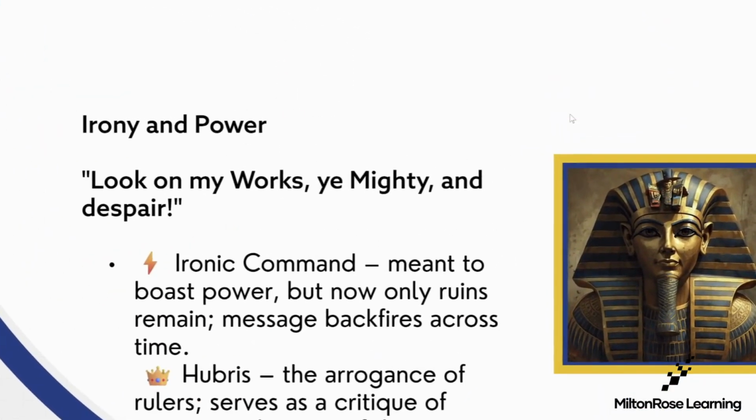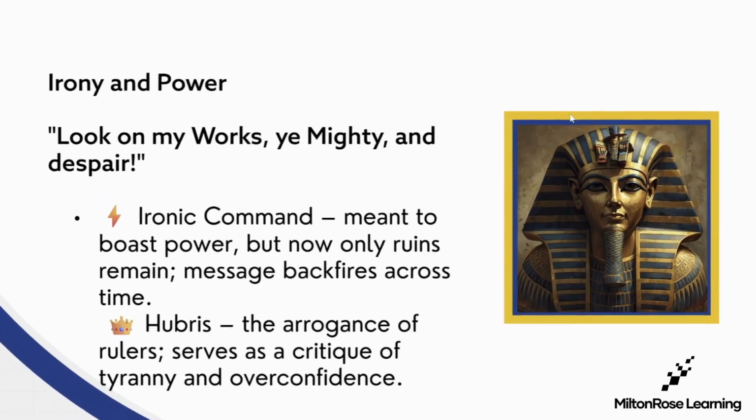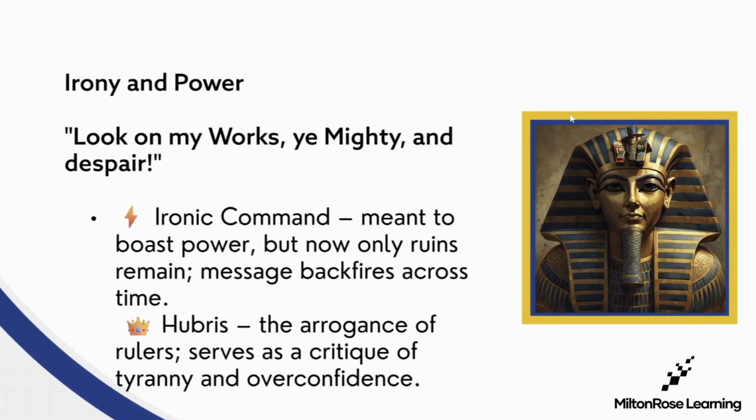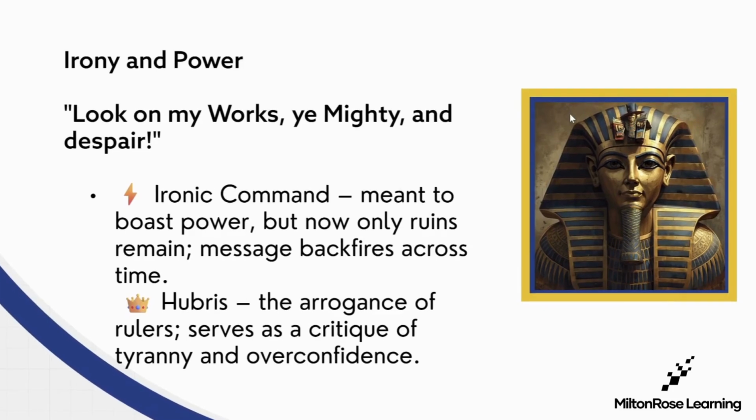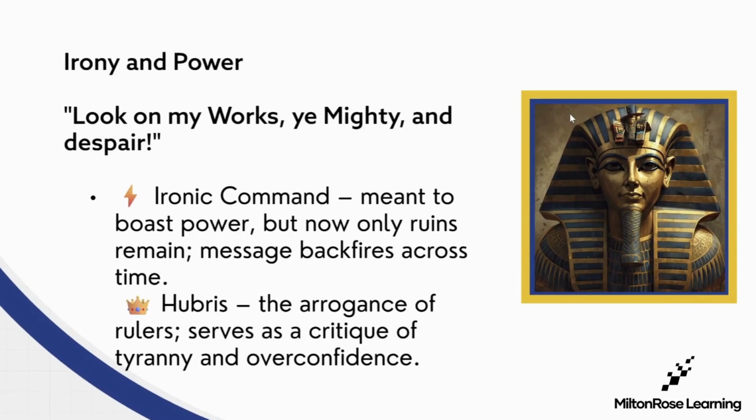Then irony and power. Beautiful pharaoh's sarcophagus there. "Look on my works, ye Mighty, and despair." That's what Ozymandias wants us to think. So it's an ironic command, because it's meant to boost his own power and hubris, his arrogant pride. But now only the ruins remain, so the message backfires across time, doesn't it? He thought he was the big man, and he's not, because his statue is destroyed and nobody remembers him or his empire.